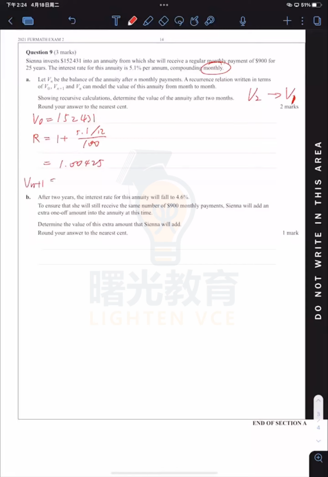So Vn plus 1 is 1.00425 Vn, and then minus 900, because Vn represents the annuity left. Because every month, the annuity pays Sienna $900. Sooner or later, the annuity doesn't owe Sienna any money, okay? All right, so easily, V1 is 1.00425 times the initial value, minus 900.